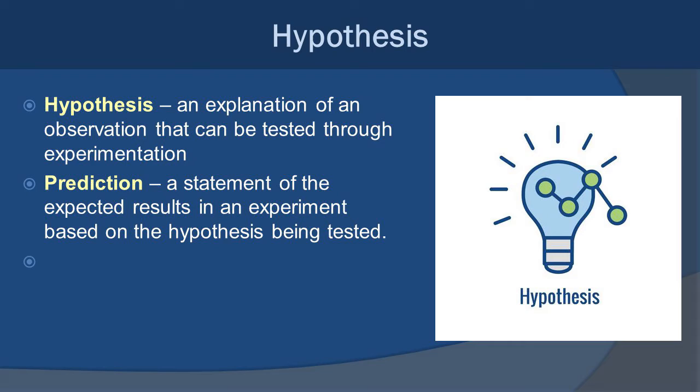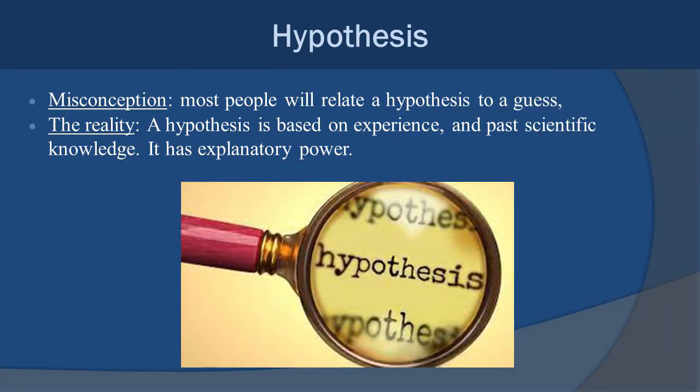This generally leads to what we call a prediction, a statement of the expected results in an experiment based on the hypothesis being tested. Now, there are lots of misconceptions when it comes to a hypothesis. Most people relate this term with a guess. The reality is a hypothesis is based on experience, past scientific knowledge, and it has explanatory power. It is not something we just throw around lightly.